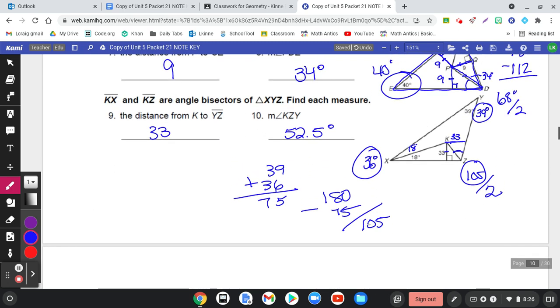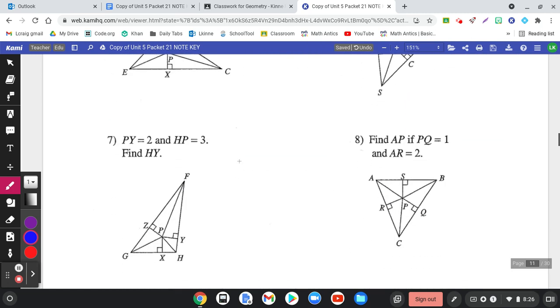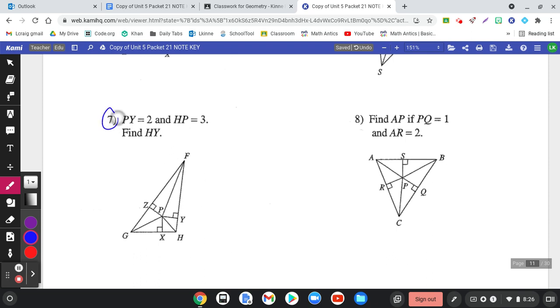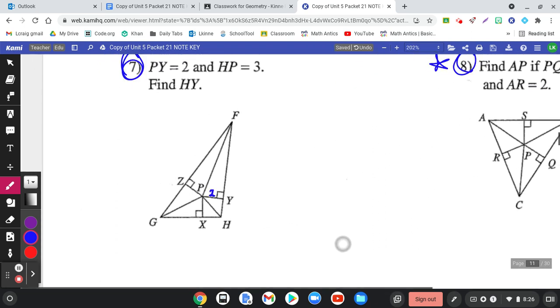Okay. Now, before we go on, on the homework, 7 and 8 are very similar. I want to go over number 7 with you. This wasn't covered in the notes. So it says PY is 2. All right. I'm actually going to zoom in a little. HP is 3. It wants us to find HY.